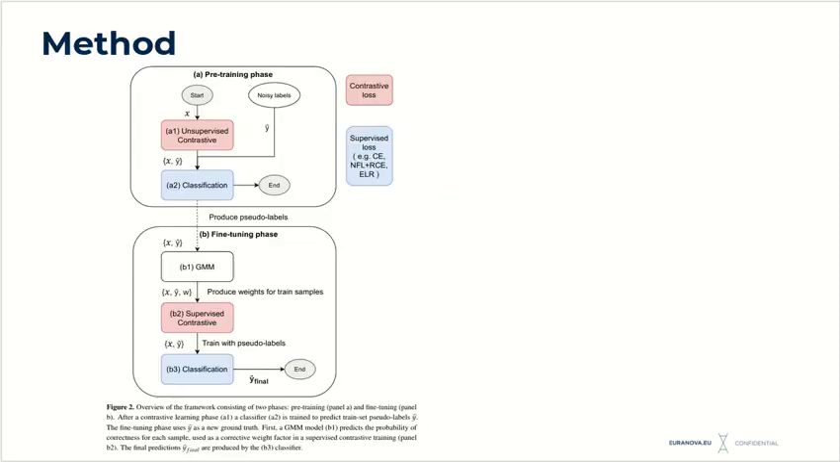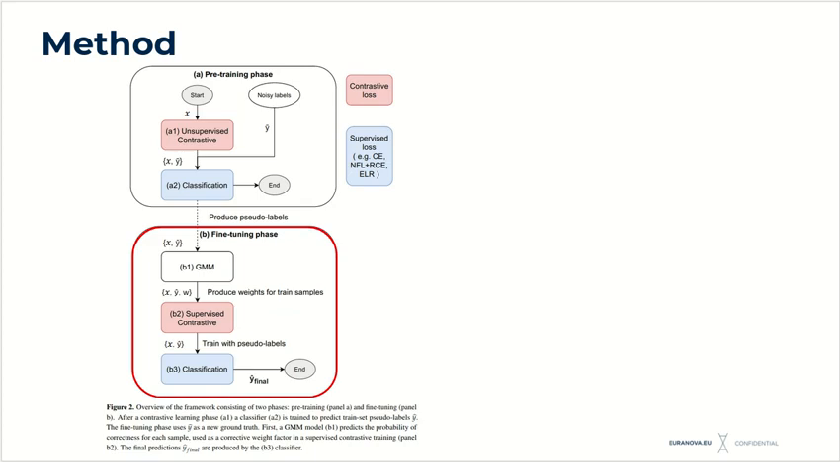Our method consists of two phases. First, a pre-training phase starts with an unsupervised contrastive learning step and is followed by classification with an arbitrary loss function, such as early learning regularization. The process can stop here, in which case the trained model can be used directly on test data. Alternatively, we can further fine-tune the model. In this case, we use the trained model to predict labels on the train set, which become pseudo-labels, an improved version of the ground truth used in the second fine-tuning phase.